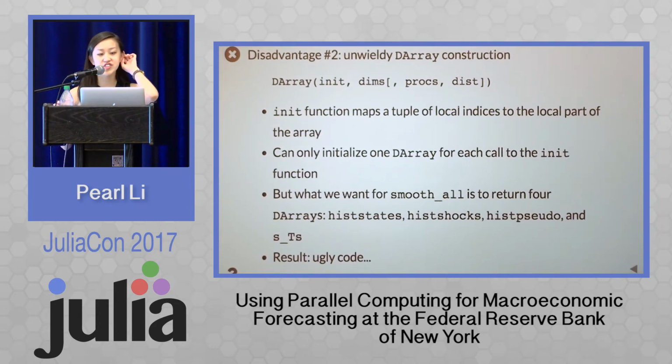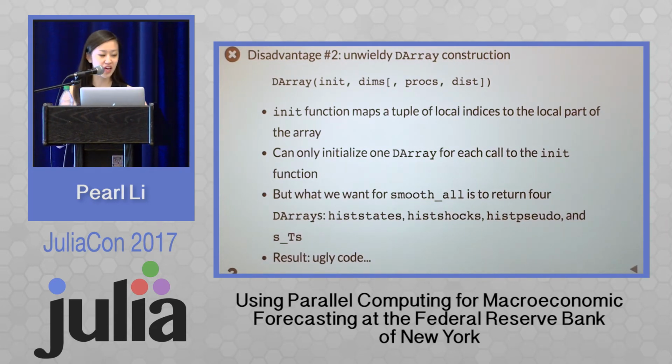A second disadvantage is just that distributed arrays are actually very hard to construct. The syntax is a little bit unwieldy. And furthermore, you have this function init, which is the first argument to this darray constructor. Each call to the init function returns only one darray. You can see how this might cause a problem, since we, and I imagine many other people, often want to return multiple return values from a function. In particular for smooth all, for example, we want to return 4 different darrays corresponding to the different types of smoothed things that we return.